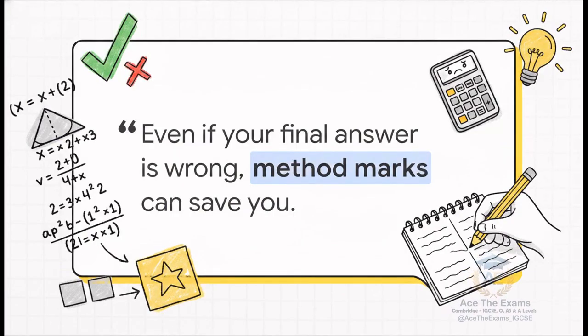But what if you make a calculation error? Well, listen to this direct warning from a principal examiner. Students lose marks by not showing working. Even if your final answer is wrong, method marks can save you. This is the absolutely vital method mark strategy. Showing your clear step-by-step working is literally the ultimate safety net for your grade. Examiners actively want to give you marks for your process, even if your calculator finger slipped at the very last second. So never ever just write down a final number.